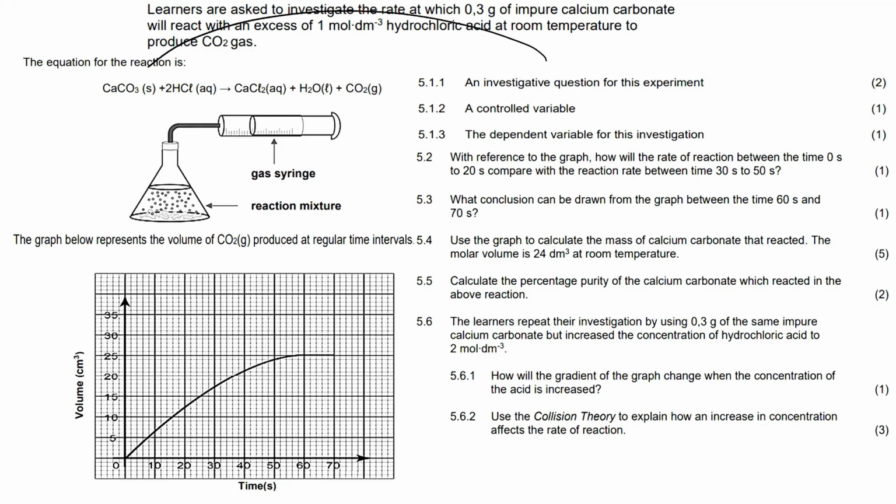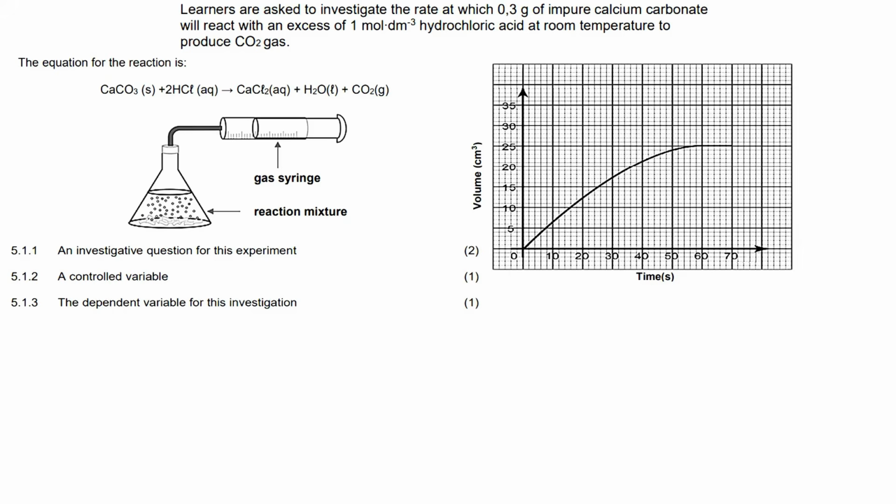I will be splitting all these questions up onto individual pages, but here they all are. Learners are asked to investigate the rate at which some impure calcium carbonate will react with an excess of hydrochloric acid at room temperature to produce CO2 gas. Okay, so the key things I want you to see there is that the calcium carbonate is impure. And another thing is that the hydrochloric acid is in excess. That is its concentration. And that's about it.